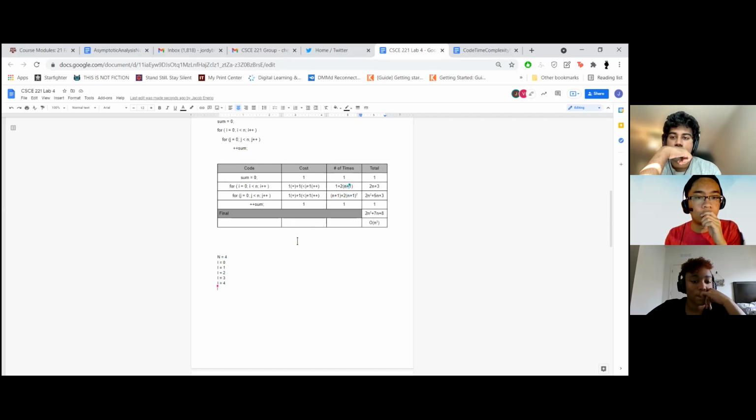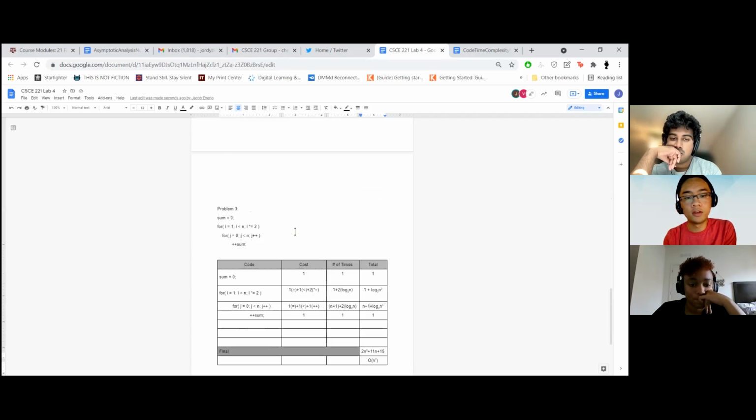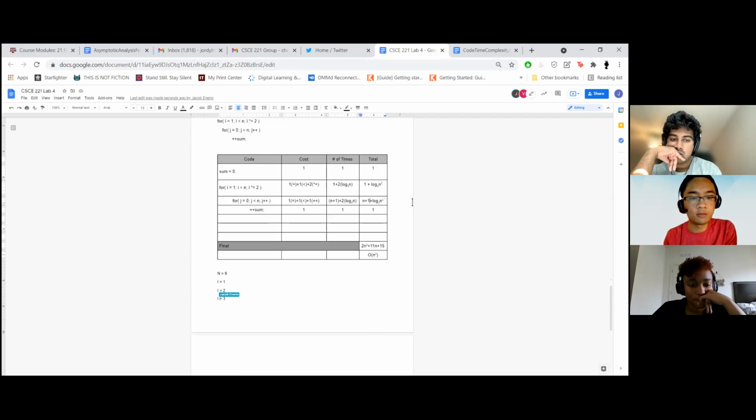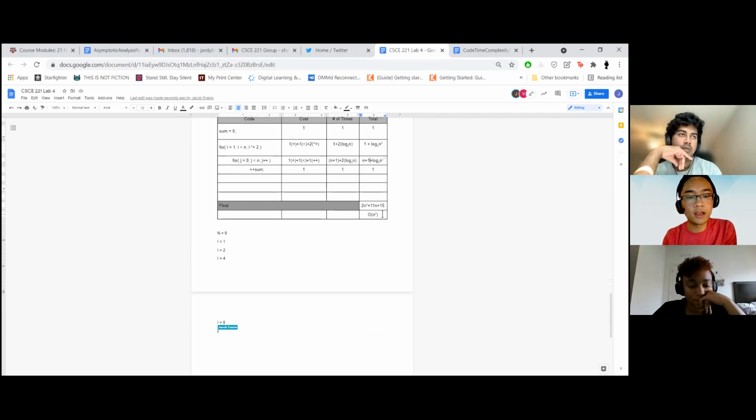Right. And then if we do the same thing on problem 3, say n is 9. Then i is 1, 2, 3. Well, not that. It's incrementing by 2, sorry. i is 8, then i is 16 is when it stops. Right? So yeah, like n divided by 2 plus 1. He also wrote it under problem 3, by the way, just letting you know. Yeah, I'm under problem 3.